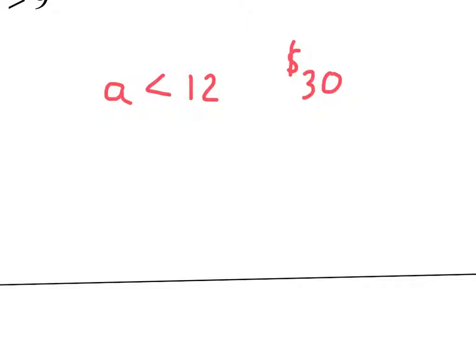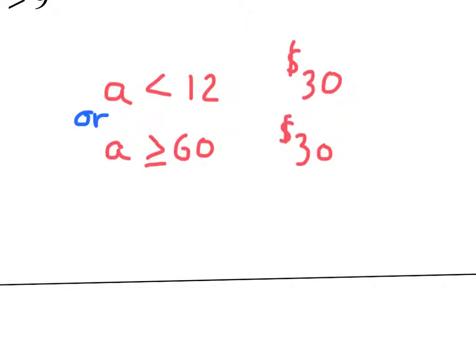But some other people besides young folk get discounts. Who else? Senior citizens. So it might be a situation where you are greater than or equal to 60, you also pay $30. Can a person be both under 12 and over 60 at the same time? No. So we have to use the word or here. It's one or the other.